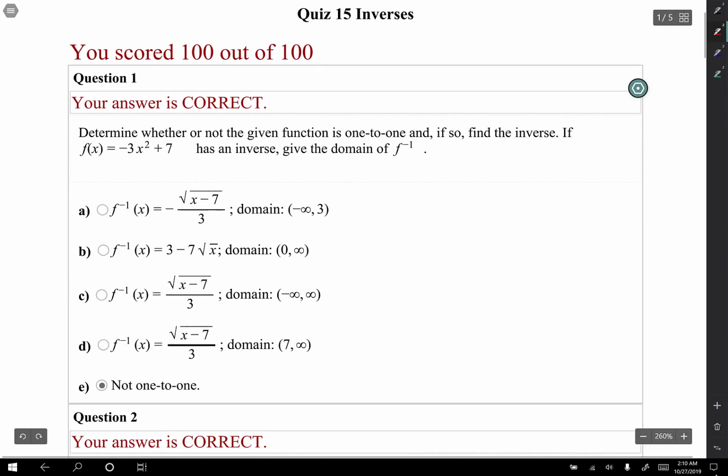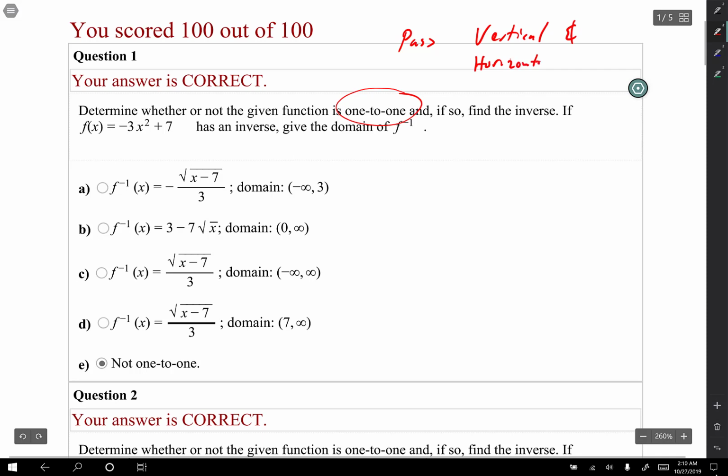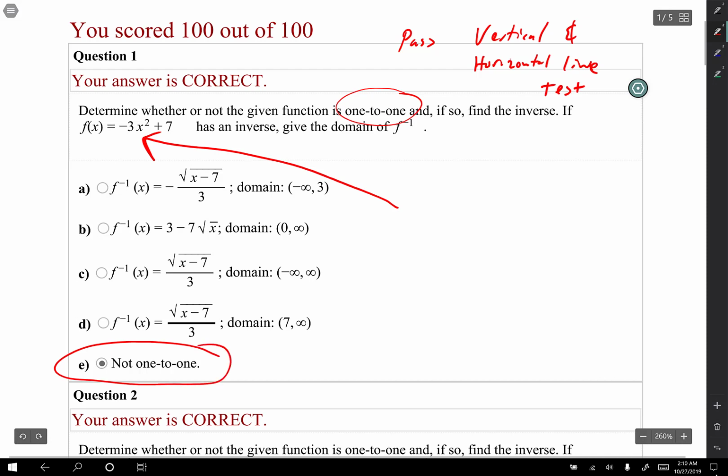Determine whether or not the given function is one-to-one, and if so, find the inverse of this function. Remember what one-to-one means, guys. All it means is that every x has a y, every y has an x. To put it simply, it has to pass the vertical and horizontal line test. That means if I draw a horizontal line, it cannot cross it more than once. If I draw a vertical line, it cannot cross it more than once. This is a quadratic. All quadratics, none of them are one-to-one, so not one-to-one.